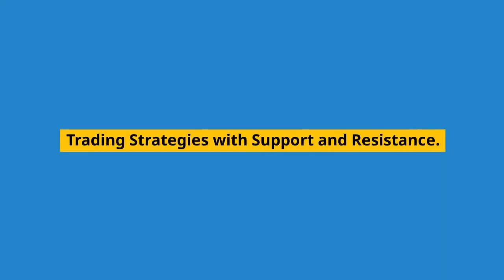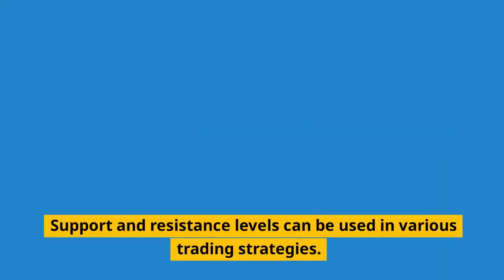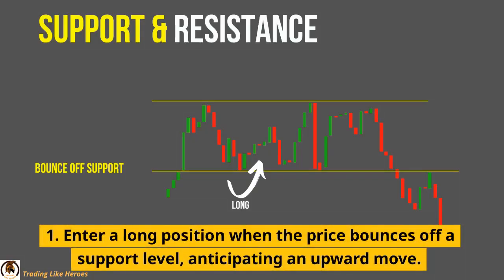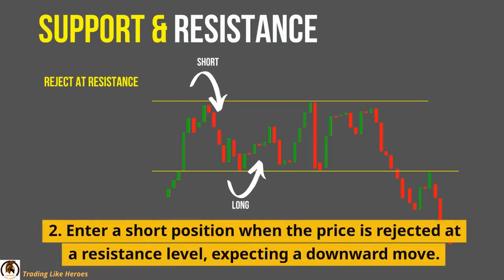Trading strategies with support and resistance. Support and resistance levels can be used in various trading strategies. For instance, you can use them to: 1. Enter a long position when the price bounces off a support level, anticipating an upward move. 2. Enter a short position when the price is rejected at a resistance level, expecting a downward move.